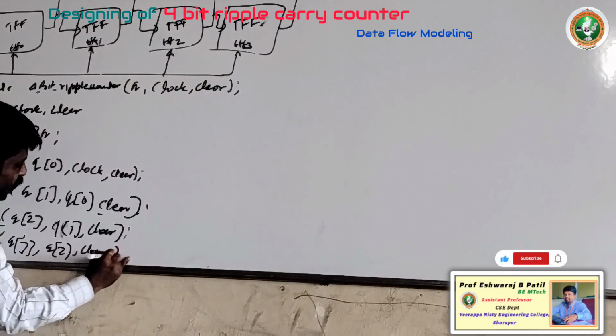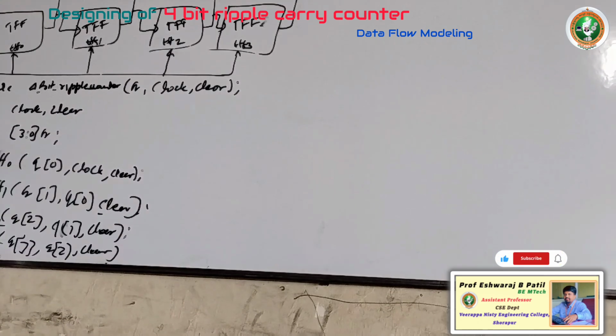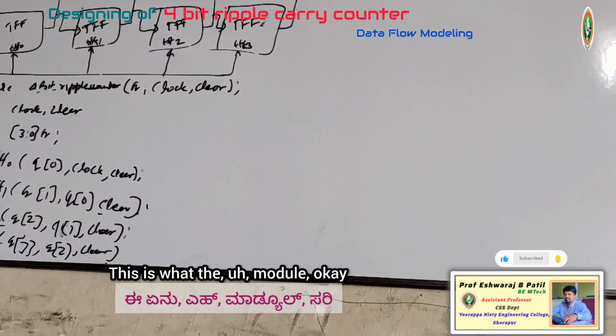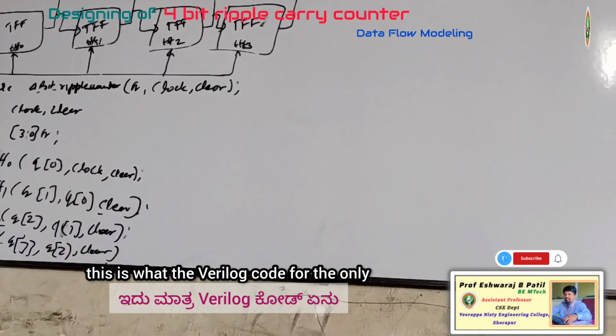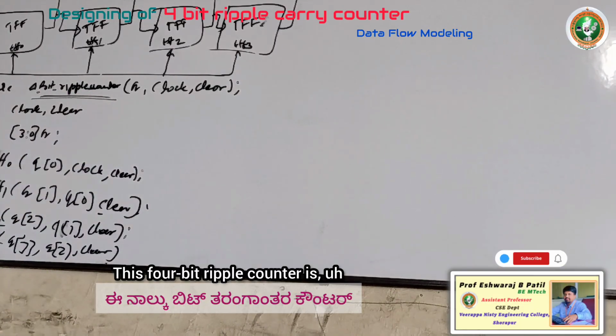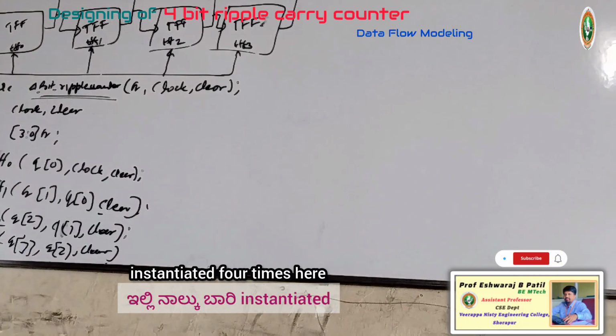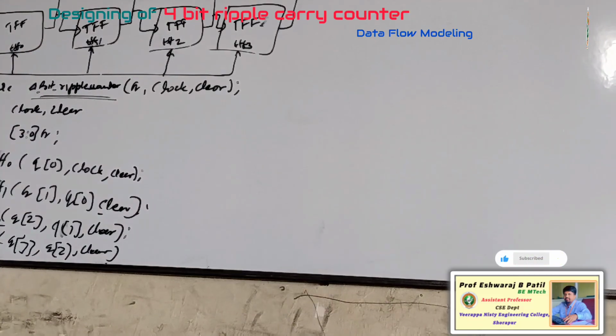Okay, then next you write the end module. This is what the Verilog code is for only the 4-bit ripple counter. This 4-bit counter is designed with four T flip flops, which we instantiated four times here.